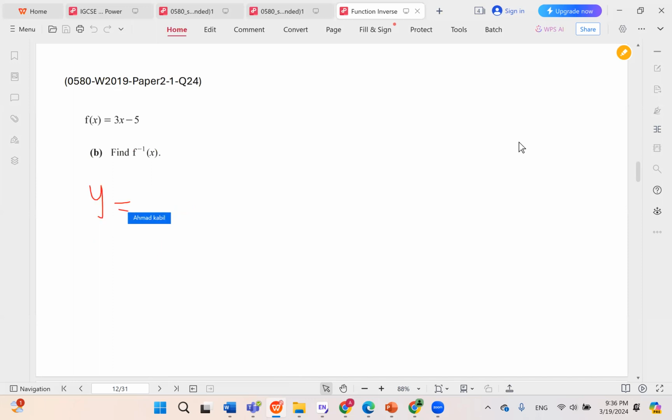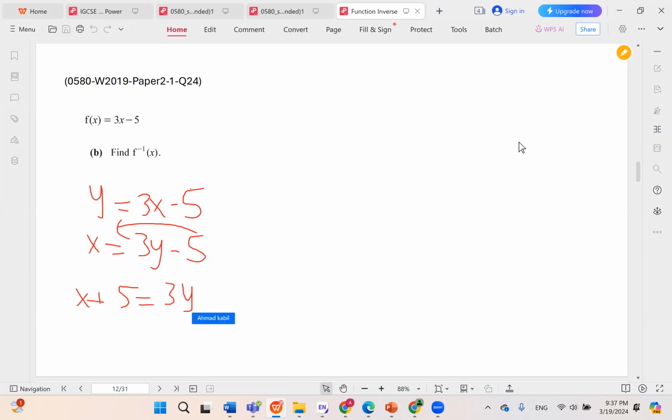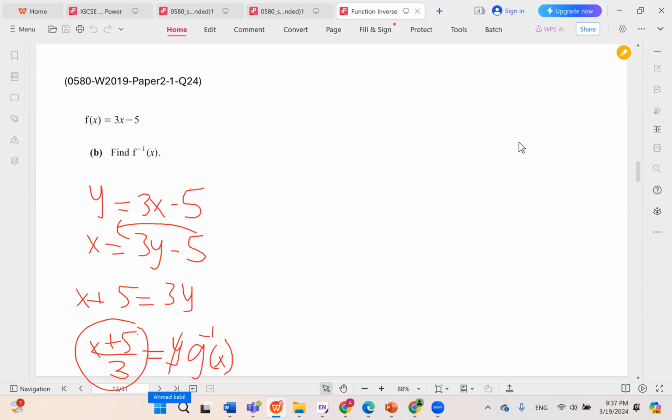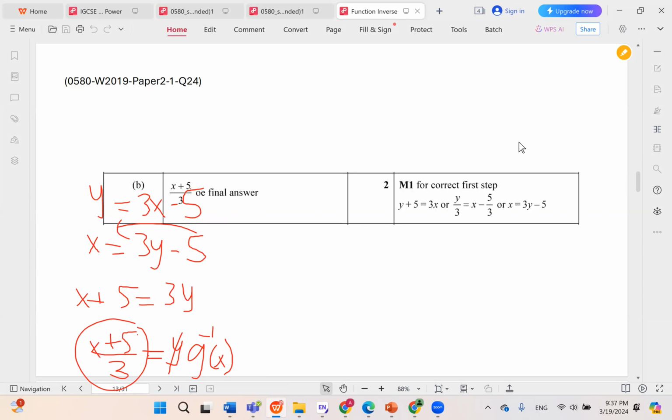Y equals 3x minus 5. Again, we first flip the variables, so x equals 3y minus 5. We take the 5 to the other side, we get x plus 5 equals 3y. And then we divide by 3, so we get x plus 5 over 3 as the final expression. Of course, we write g inverse of x at the very end. So x plus 5 over 3 is the correct answer here.